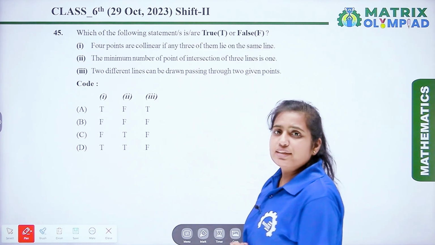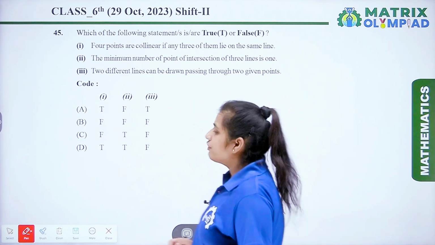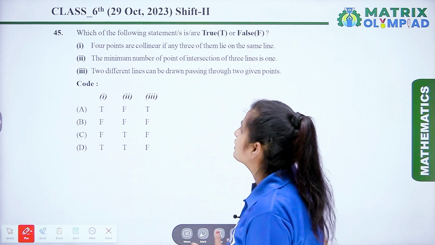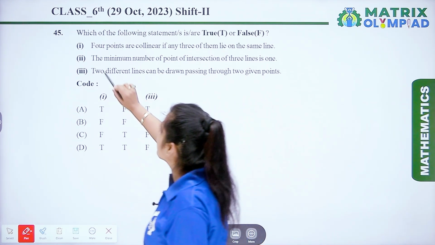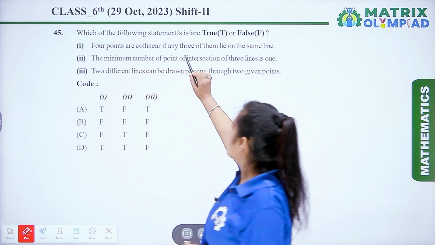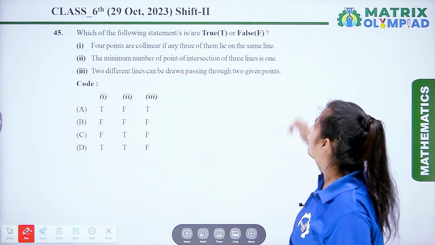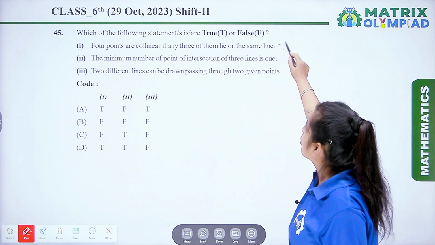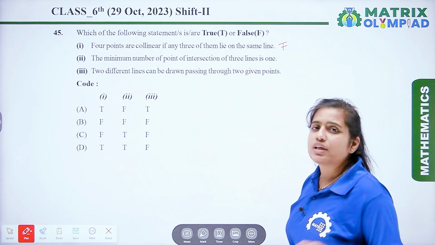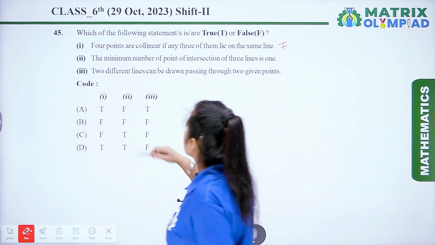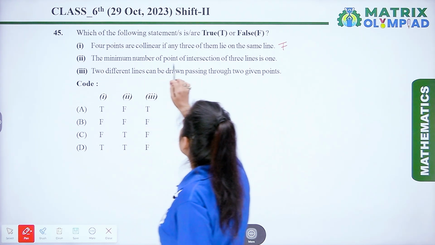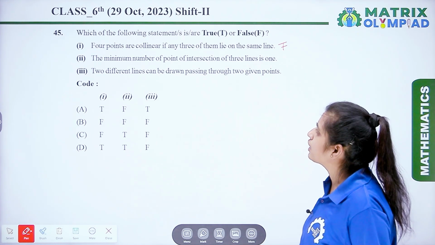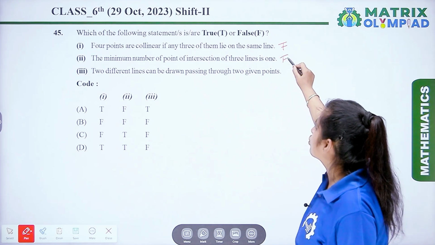Now the next is question number 45. Which of the following is true or false? Then again we have to find out true and false statements. Let's start first statement. 4 points are collinear if any 3 of them lie on the same line. So this statement is false. Now the next point is the minimum number of point of intersection of 3 lines is 1. So this statement is also false.